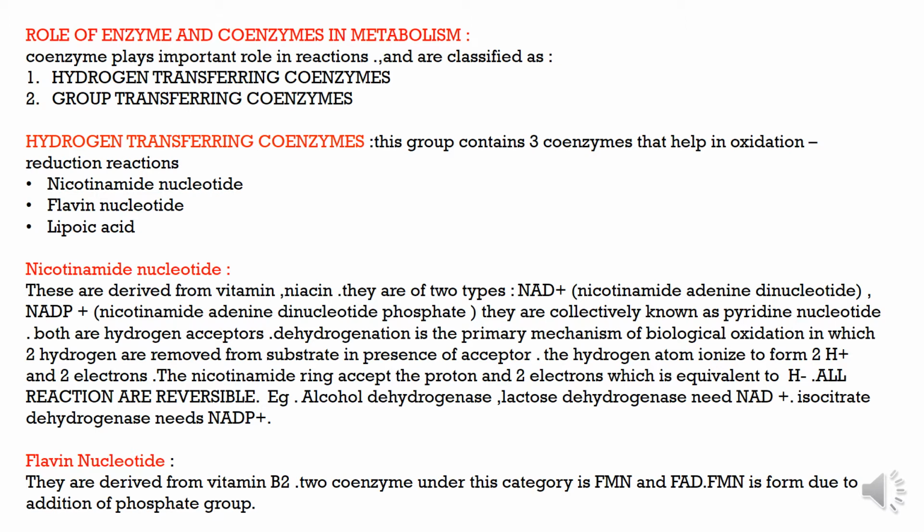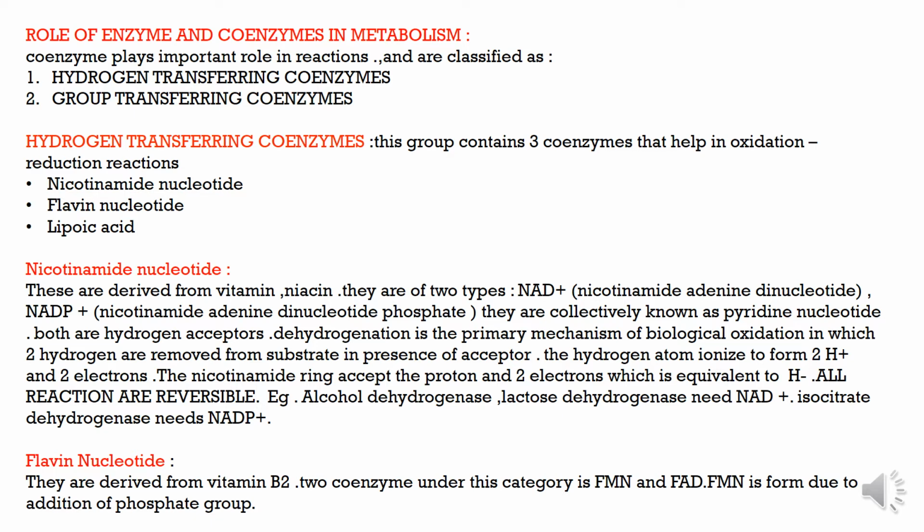Nicotinamide nucleotides are derived from vitamin niacin and they are of two types, NAD plus, nicotinamide adenine dinucleotide, and NADP plus, nicotinamide adenine dinucleotide phosphate. They are collectively known as pyridine nucleotides and both are hydrogen acceptors. Dehydrogenation is the primary mechanism of biological oxidation in which two hydrogens are removed from the substrate in presence of an acceptor. The hydrogen atoms ionize to form 2H plus and 2 electrons, and the nicotinamide ring accepts the proton and 2 electrons, which is equivalent to H minus.